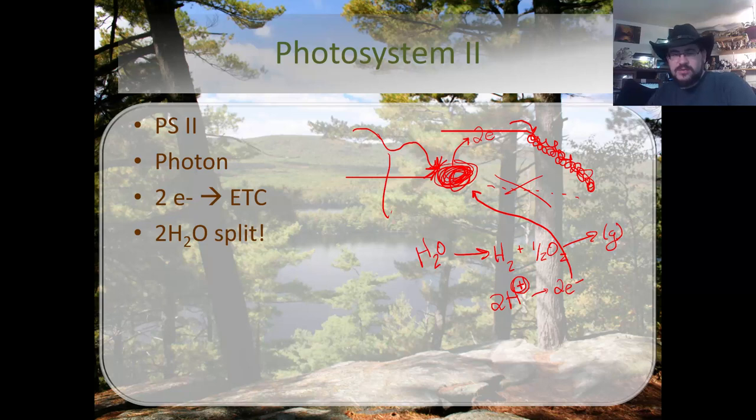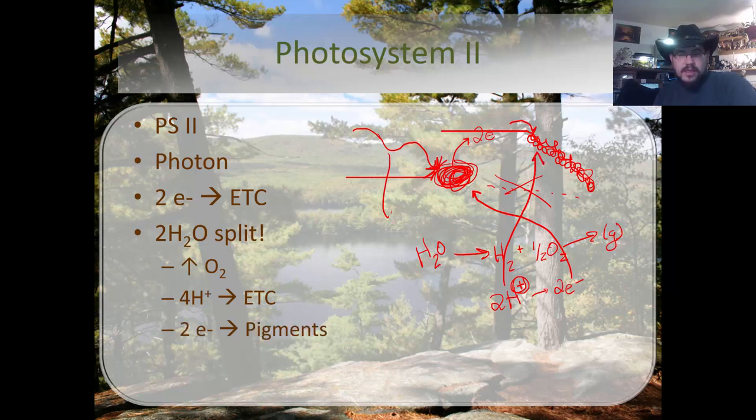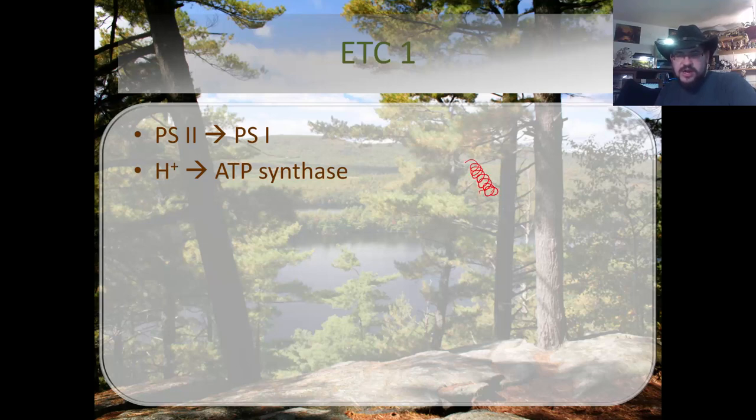We replace them with the electrons released from our splitting of water. So we release oxygen as gas, and our electrons go to replace the electrons lost. And our hydrogens also go to the electron transport chain. So, electrons to the pigment, hydrogen here, and electrons here to the electron transport chain. Photosystem 2 feeds into Photosystem 1.